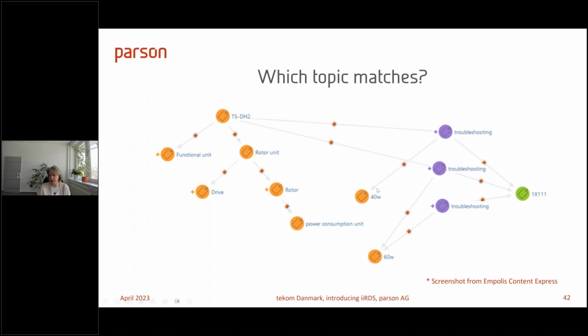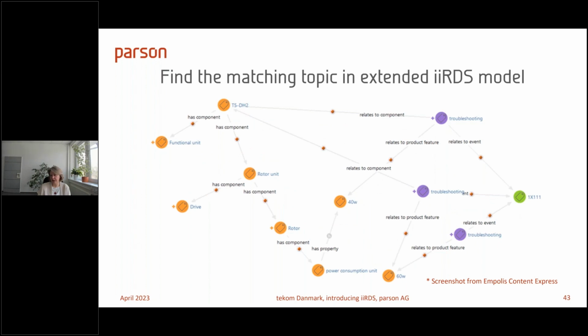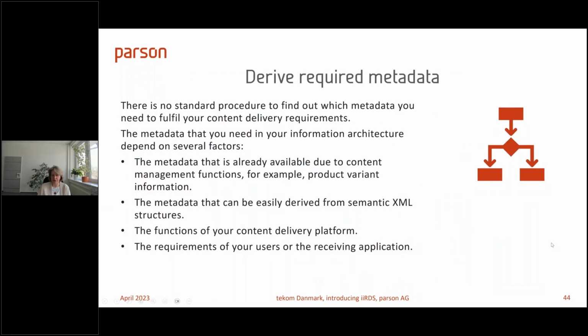So how do you find the right topic when you say, okay, I've got this error code, and I know I find the troubleshooting, but these are two topics. One refers to 40, one to 60. Do I show both, or which one is the right one? So to cover such a scenario, you would extend iiRDS and model the product properties 60 and 40, and define a new relation that a specific information unit, in this case a topic, refers to a specific product property. This is why you need extensions.